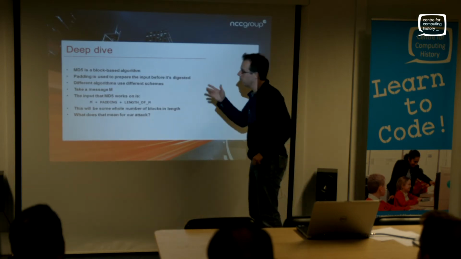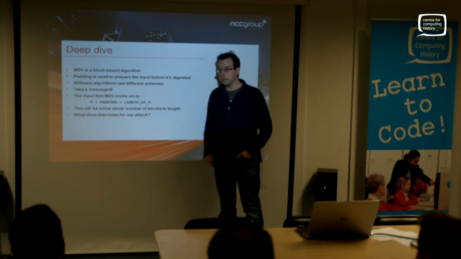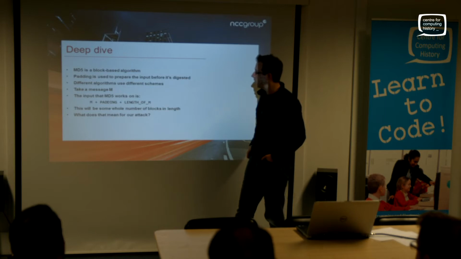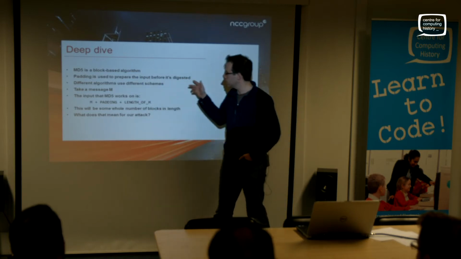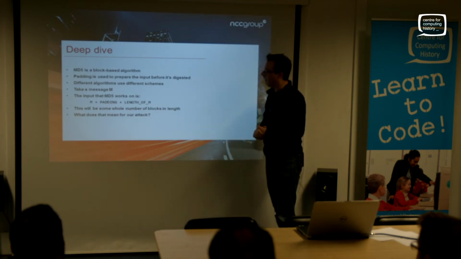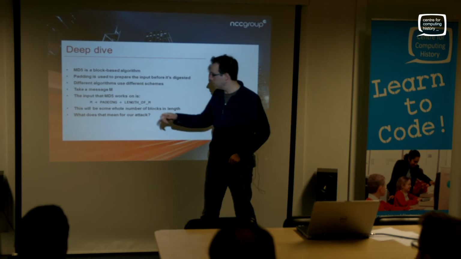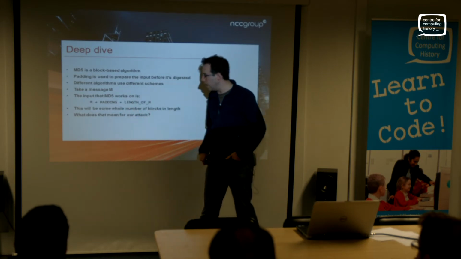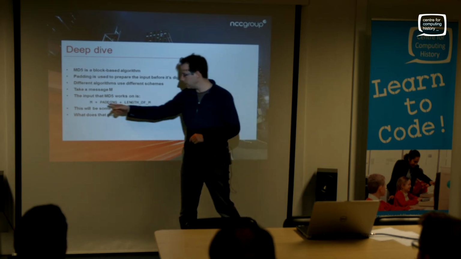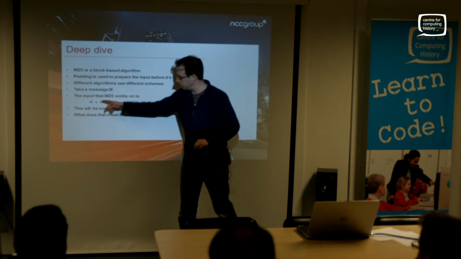Well, MD5 is a block-based algorithm, and as you might know from encryption schemes and the like, block-based algorithms need some kind of padding. So padding is used to prepare the input before it's digested to make it into a nice even number of blocks. So different algorithms use different schemes. Let's look at MD5. If you take a message M, the input that MD5 actually works on is your message with some padding and then the length of the message.